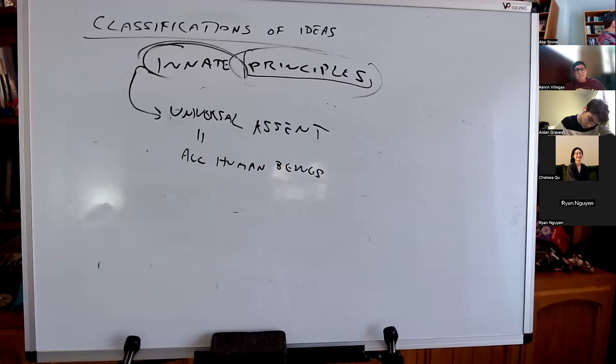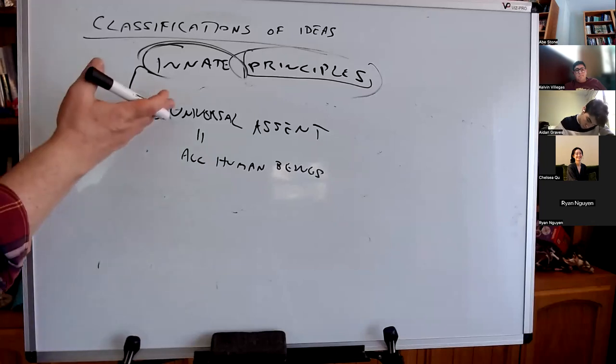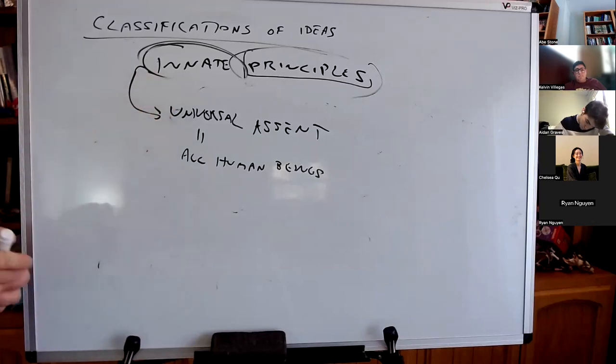So what we're saying here is that if these principles are innate, then all animals, like all featherless bipeds with toenails, or however this definition of human will go, but it's basically about the shape.